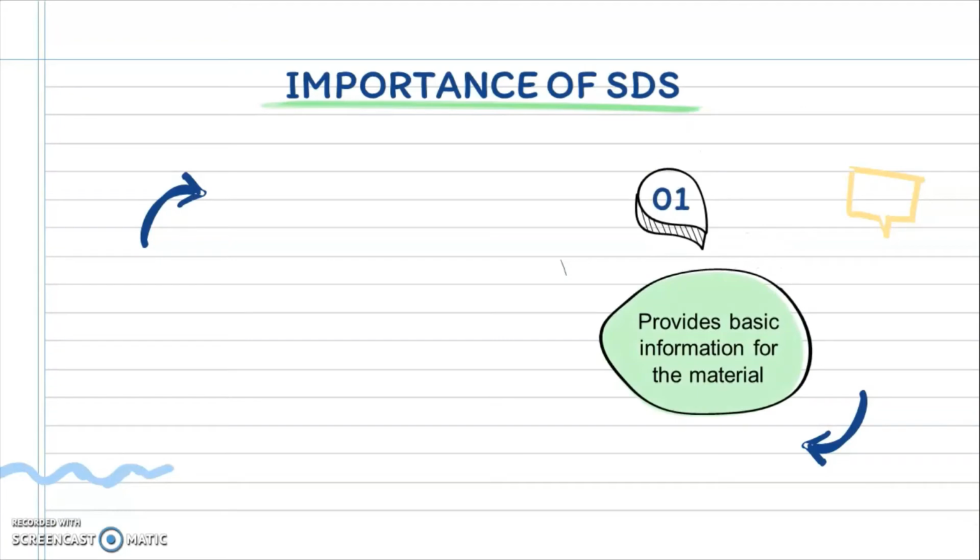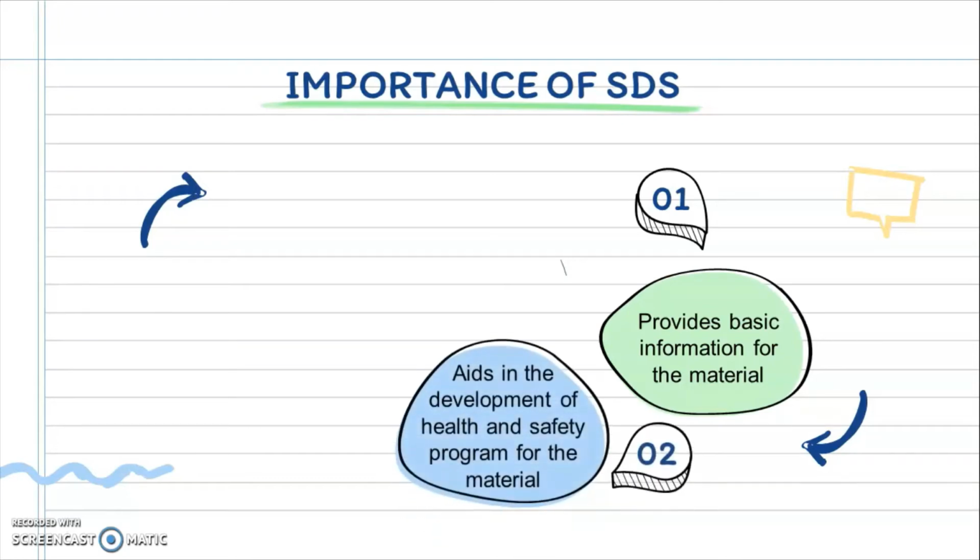Number 1, it provides basic information for the material. Lahat ng kailangan nating malaman regarding the chemical is available on the SDS. Another is, it aids in the development of health and safety program for the material. Since as engineers, we are in charge of making sure that yung mga hawak nating personnels or workers are safe. Tayo yung magde-develop ng mga practices na kailangan yung gawin when handling chemicals.